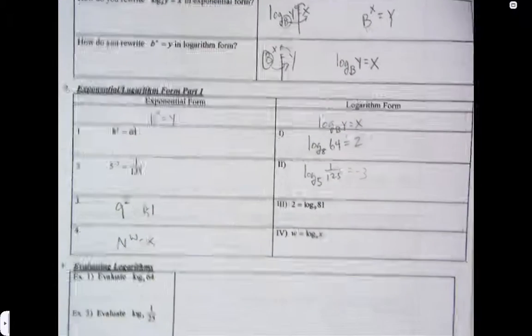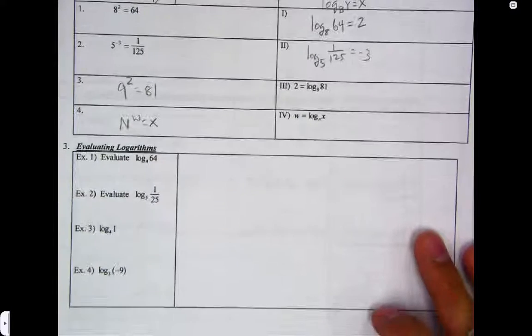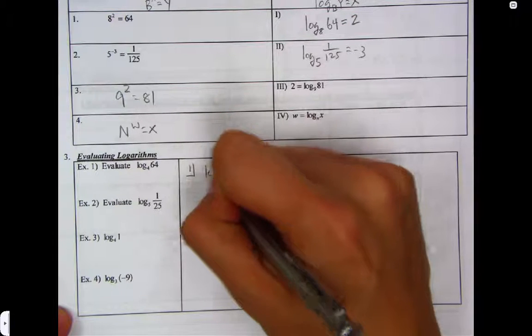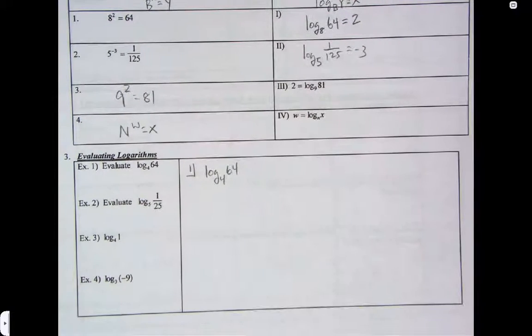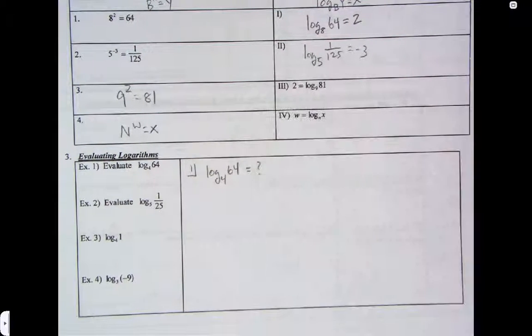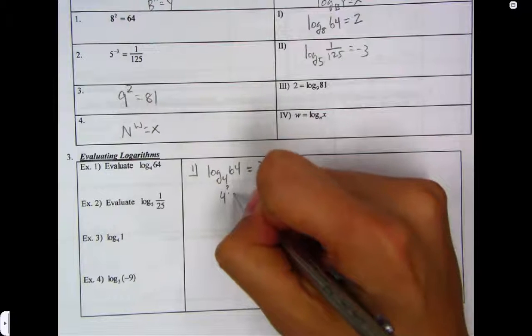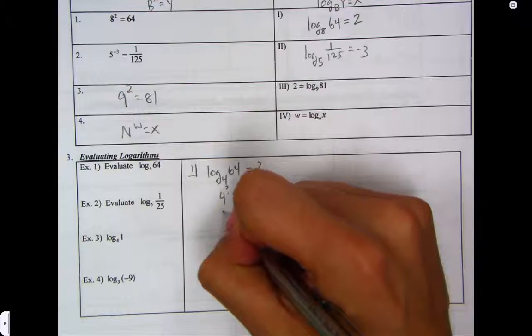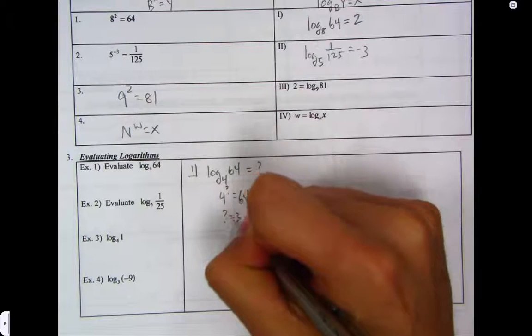Okay, so now we're going to learn how to evaluate logarithms using this form. So we're going to copy example 1, log base 4 of 64. We're going to evaluate this, so we're going to put equals question mark. It's going to equal something. Now, since it's in log form, we're going to put it in exponential form: 4 to the question mark gives you 64. So essentially, this is asking how many times 4 multiplied by itself will give you 64? And we'll figure out that's 3. So our answer is 3.